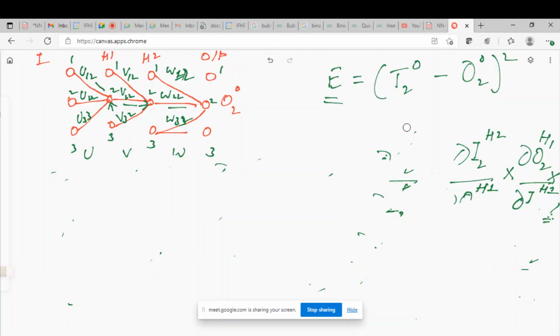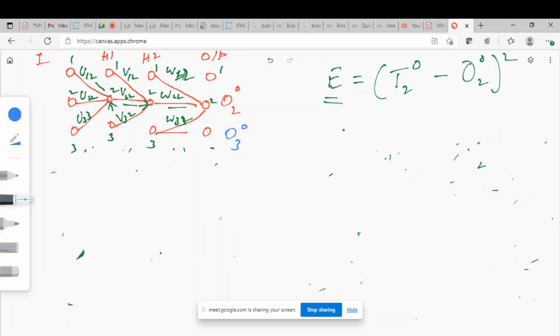Let us take this output, output 3, the output of the third neuron of the output layer. Instead of just E, let us call this error E3, which is nothing but the target output of the third neuron of the output layer minus the observed output of the third neuron of the output layer.